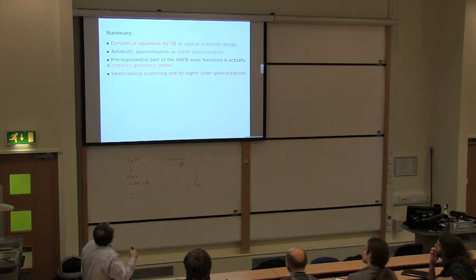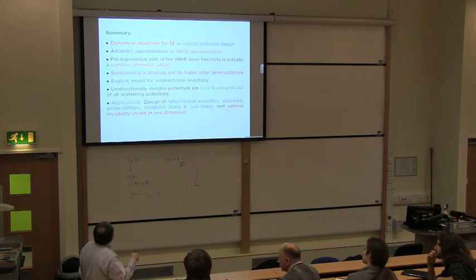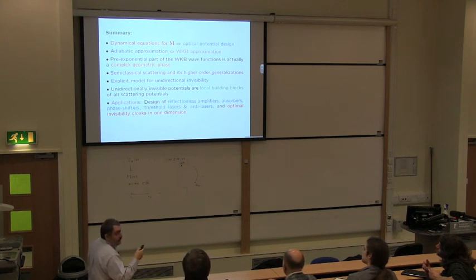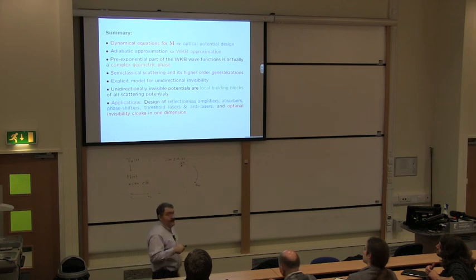I explained the relationship between adiabatic approximation and WKB approximation, showing that the geometric phases appear already in the WKB wave functions. And this can be used to develop higher order semi-classical scattering theory. I constructed, using these equations, an explicit model for unidirectional invisibility. I use them as building blocks to construct any potential I want with given scattering properties at a given wavelength. And this has various applications: reflectionless amplifiers, absorbers, phase shifters, threshold lasers, anti-lasers, and even invisibility cloaks.